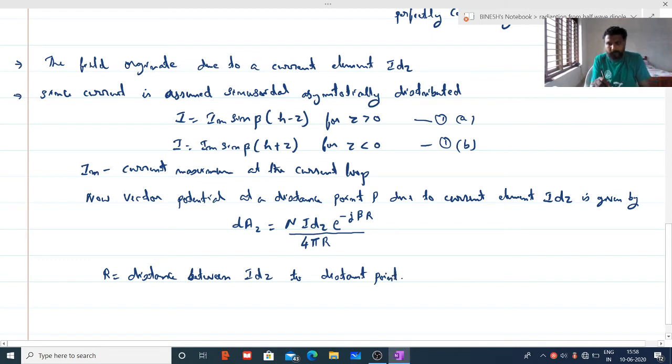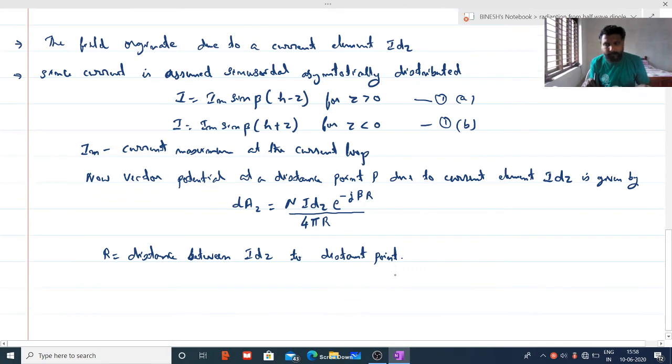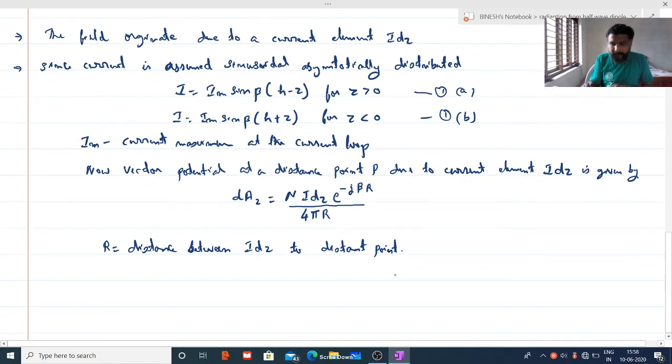So the total vector potential due to all such current elements at a distant point P is given by, I will write that. This is only the vector potential produced at the distant point P by one element. Now we have to calculate the total vector potential being produced at the distant point P.